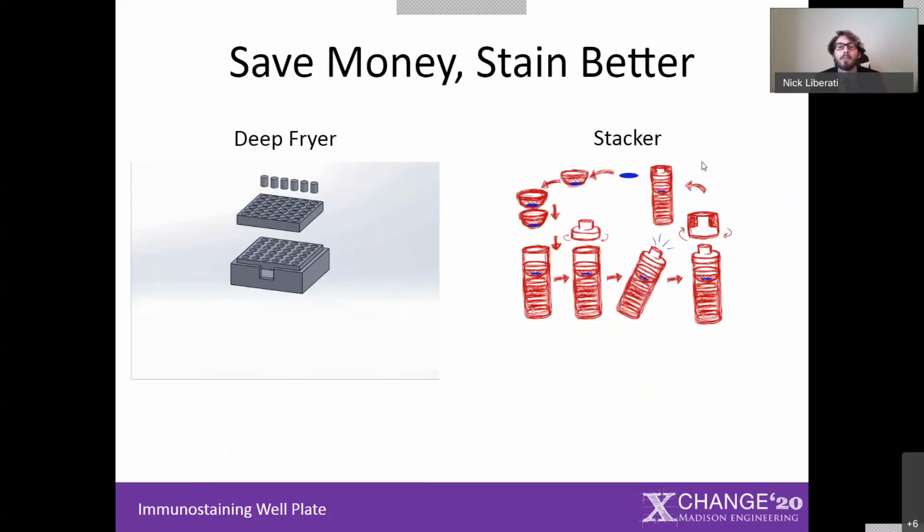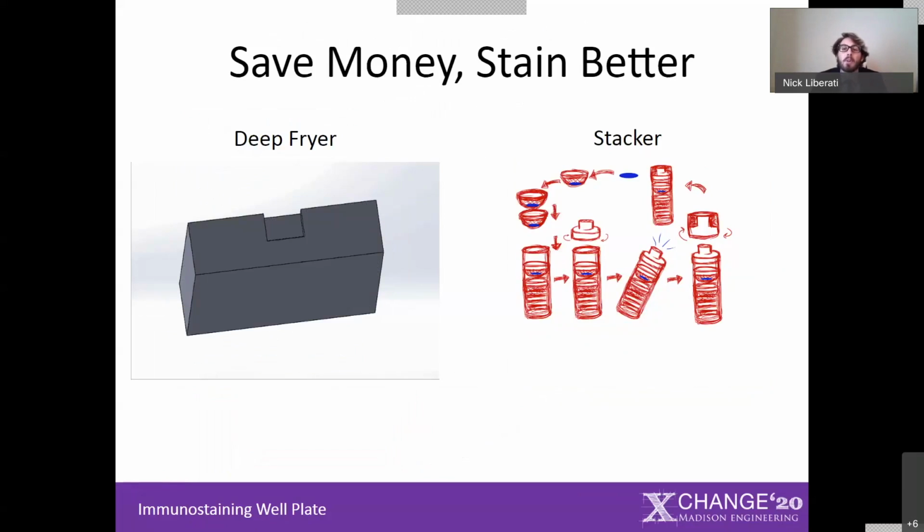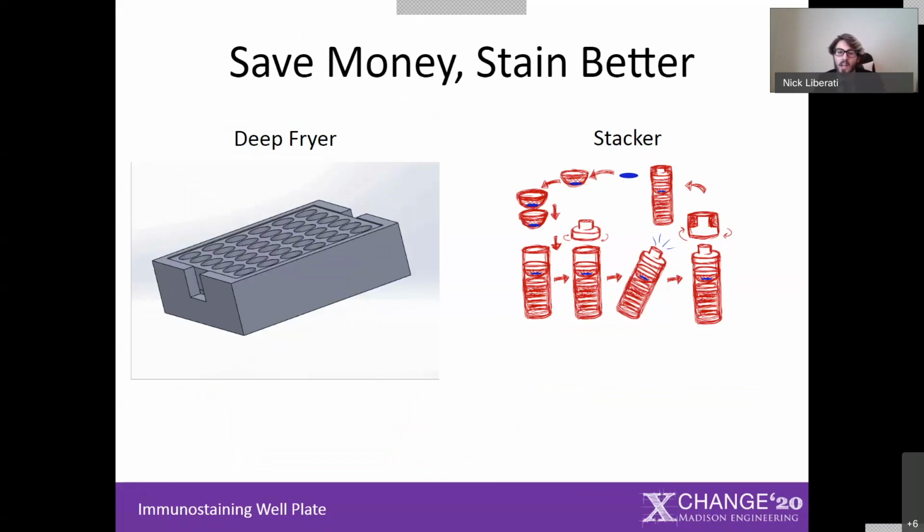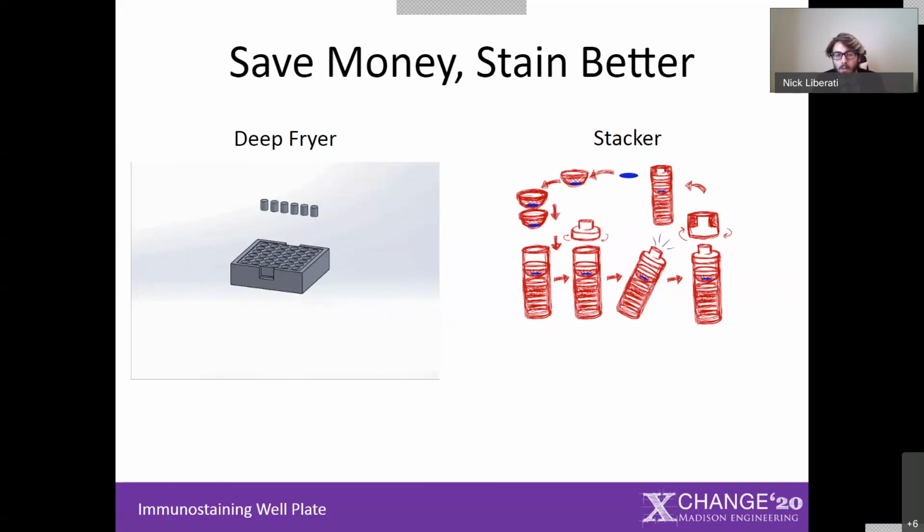To address this problem, we've designed two concepts that will reduce the volume of antibody solution required each trial, thereby saving our user money. Both devices provide the user with the benefits of serial ordering and reflotation. Our deep fryer model on the left will organize tissues in a grid system horizontally, while the stacker model on the right organizes them vertically.